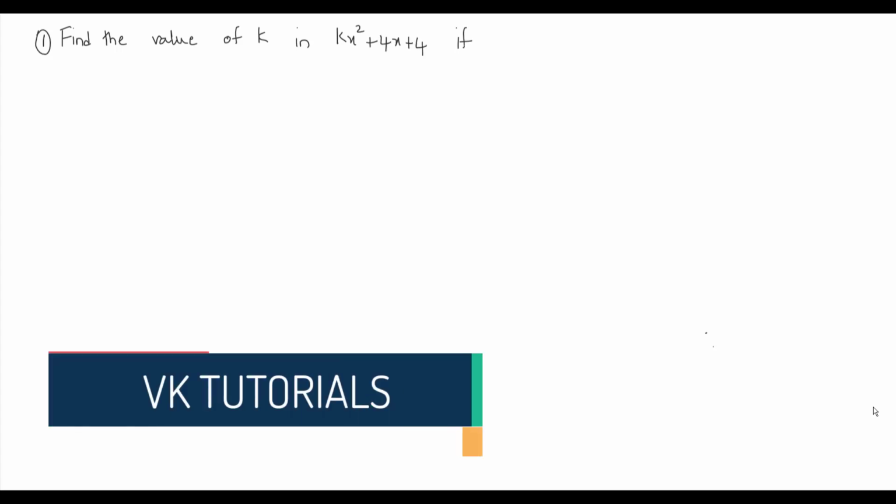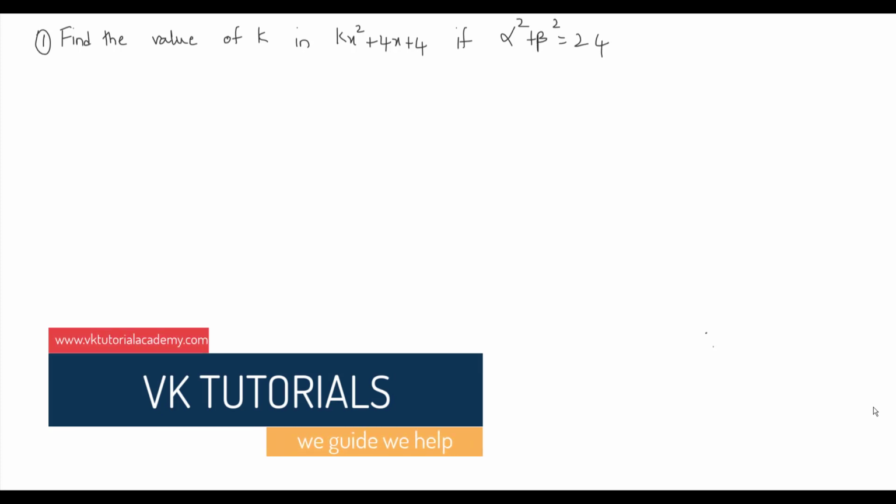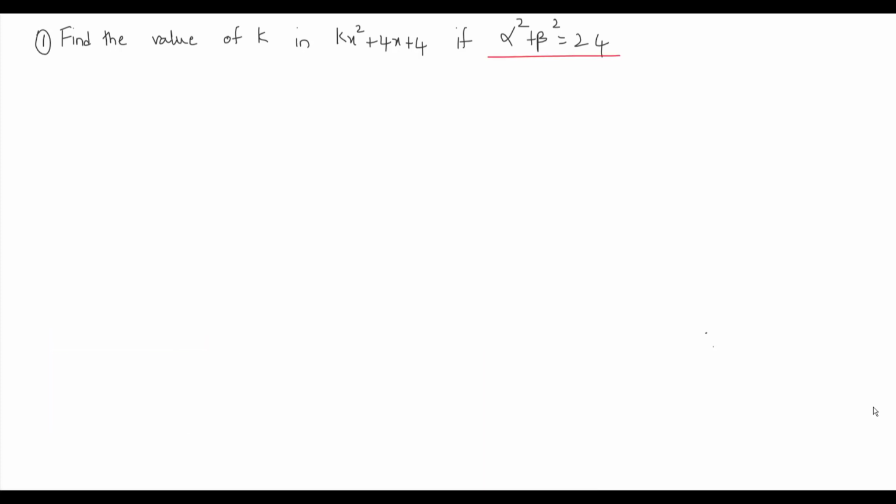Our first question is, find the value of k in polynomial kx square plus 4x plus 4 if alpha square plus beta square is equal to 24. This is what is given. So the condition is alpha square plus beta square is equal to 24, and we have to find the value of k in kx square plus 4x plus 4. So let's solve this question.